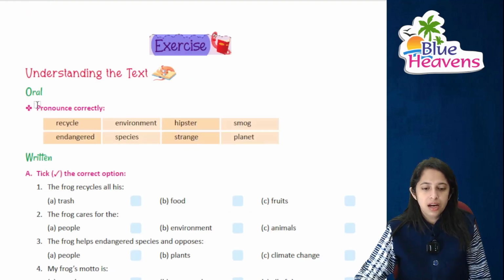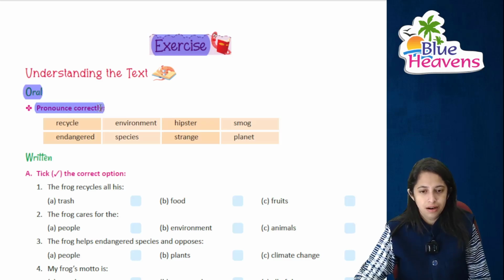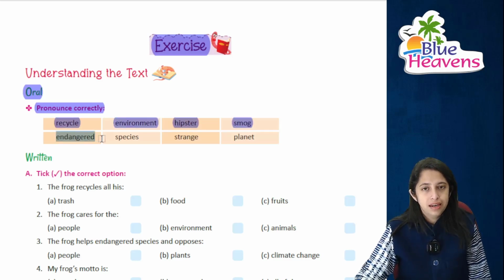Moving on to the exercise, first we'll be doing the oral exercises where we'll be learning how to pronounce each word correctly, right? So the first word is recycle, then the next one is environment, moving on to the next is hipster, then the smog, right? Then it's endangered, then species, then strange, and then planet.